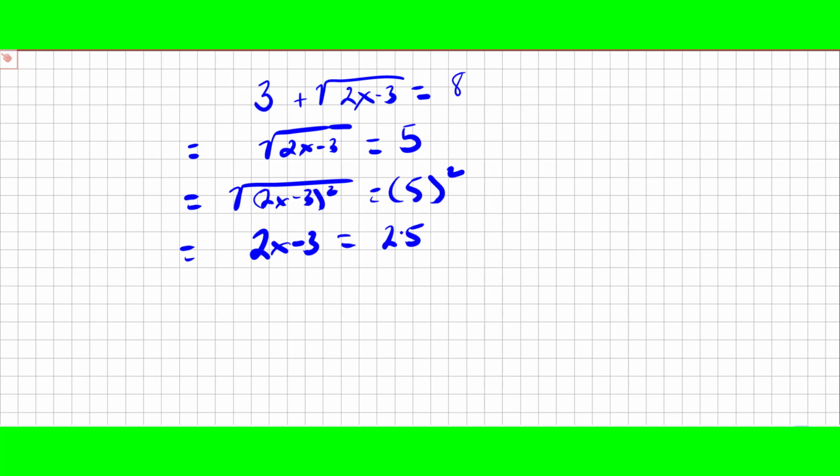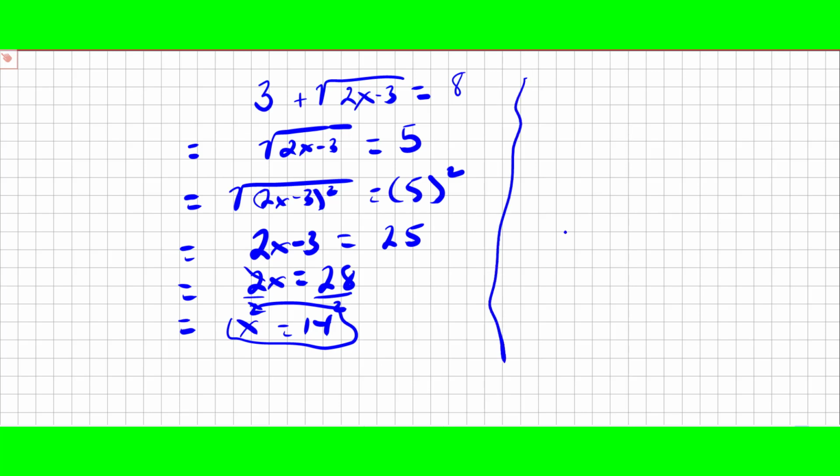All right, now I can work with this and begin to solve it. I've got 2x equals 25 plus 3, which is 28. Divide both sides by 2, so x equals 28 divided by 2, which is 14. That's how I took this radical square root equation and solved for it. Now we can check our work by substituting that 14 back into our equation to make sure that it works.